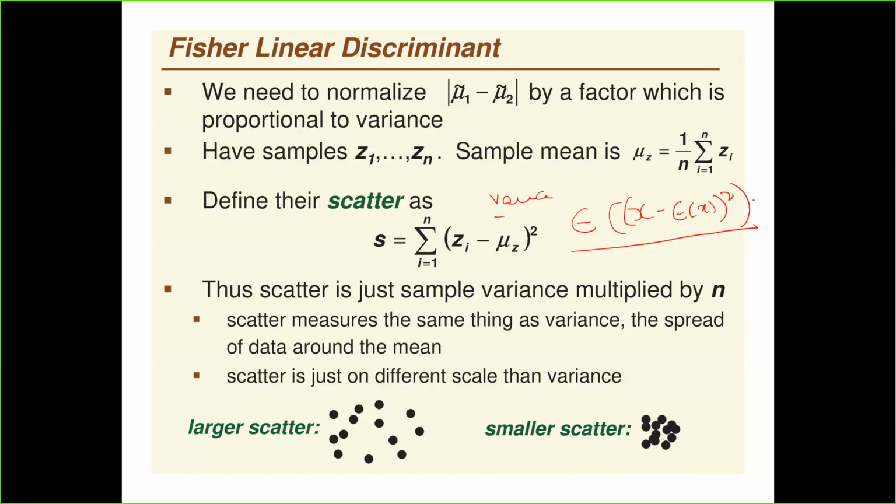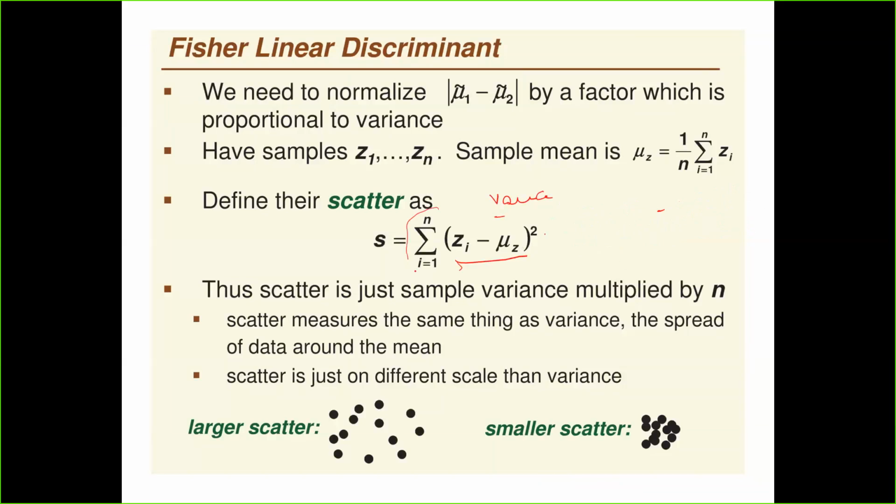Expectation of (x minus E of x) whole square. So it means what? You are taking each and every point, subtracting it from the mean and taking the square of that. Right. So there you take the average.